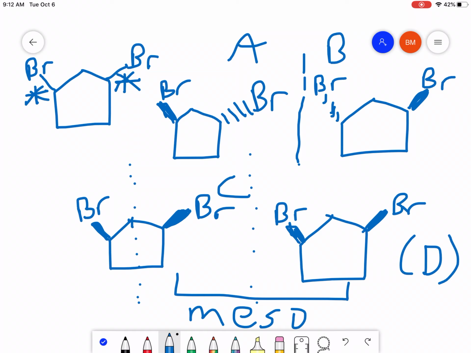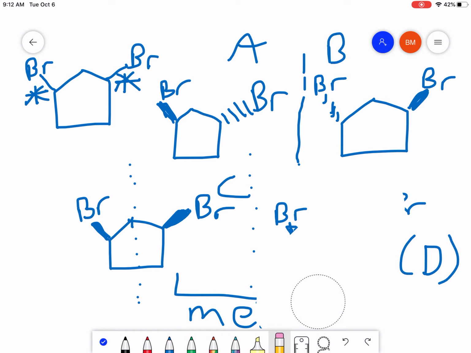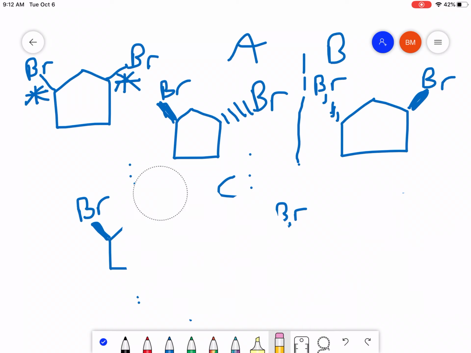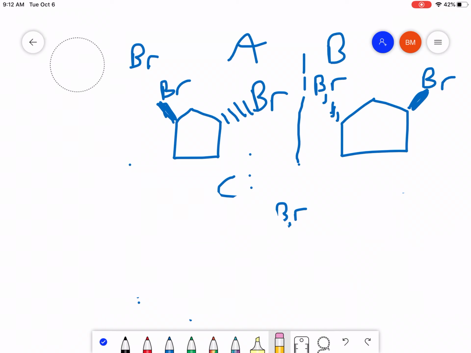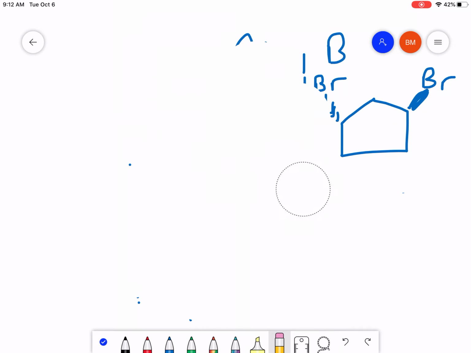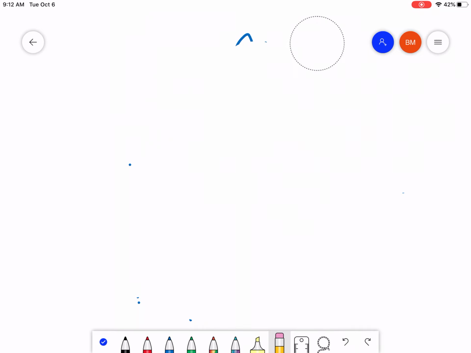Those will pop up from time to time when you least expect it. So whenever you're trying to figure out, did I get 3, did I get 4, take a close look to see if any of them are meso or not. Sometimes it's obvious, like that one. Sometimes it's not as obvious.